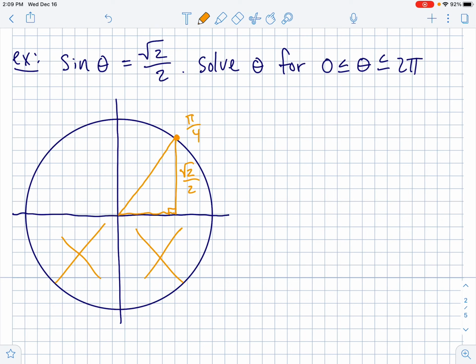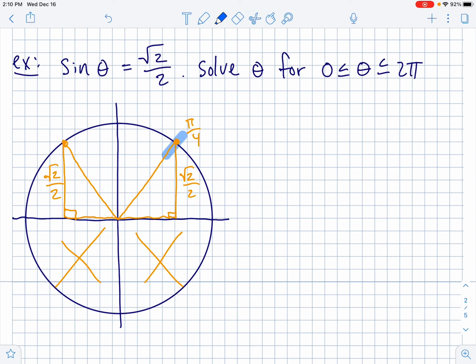So this spot is pi over 4. But if you take that triangle and flip it into quadrant 2, there is a matching triangle over on this side, where this also has a height of root 2 over 2. So if you're counting by pi over 4s, this is pi over 4, 2 pi over 4, 3 pi over 4. So those are your two answers between 0 and 2 pi. There's two spots where the sine value is equal to root 2 over 2. Theta is equal to, and we'll put them in ascending order, pi over 4 and 3 pi over 4.